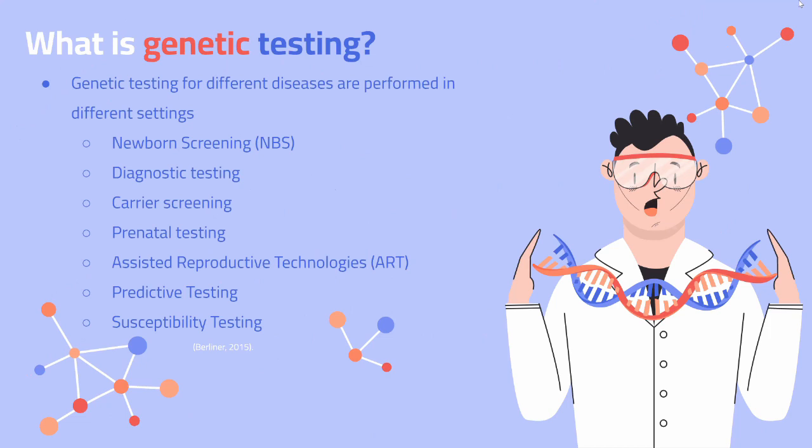Genetic testing is also performed for different diseases in different settings. Testing options include, but are not limited to, newborn screening, diagnostic testing, carrier screening in pregnancy, prenatal testing, assisted reproductive testing, predictive testing, and susceptibility testing. The last two are tests that come up often with testing minors for adult onset diseases.